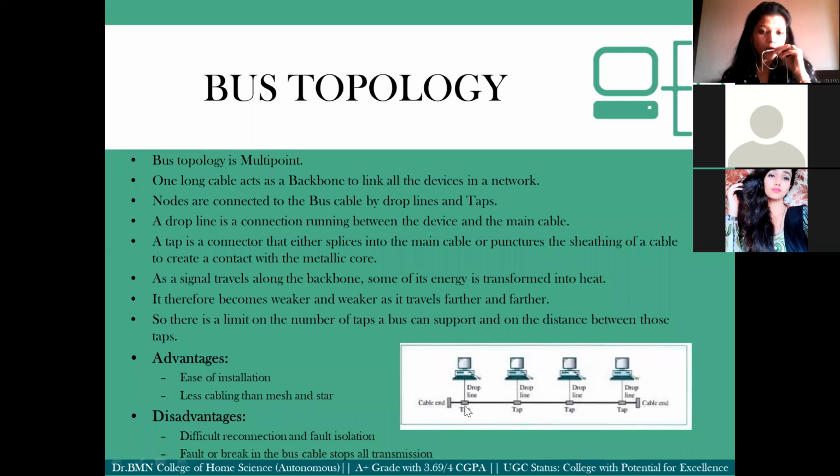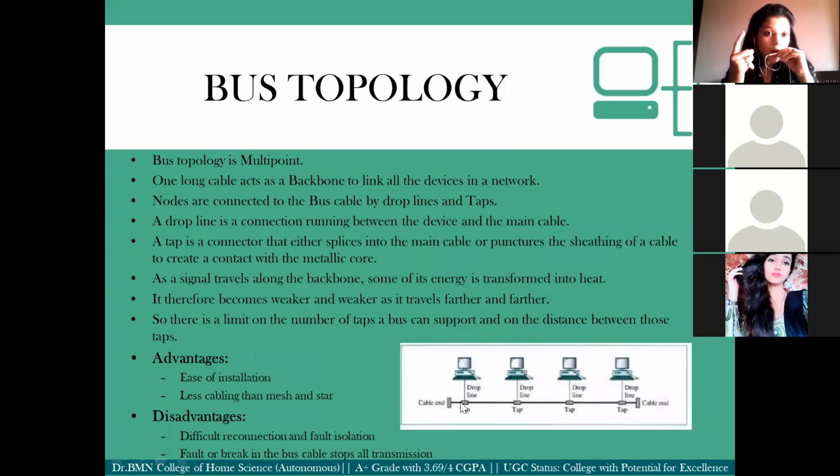Now this tap, what it does is it splices into the main cable or punctures the sheathing of a cable. What do you mean by sheathing? Sheathing means the wire is covered, right? Sheathing means cover. Have you ever seen a wire cut open? There are so many thin metallic wires in that. We are always advised not to touch that particular thing because current might pass, and that's why they have this cover for each wire, right? A black color or a blue color cover. That's the sheathing of a cable.